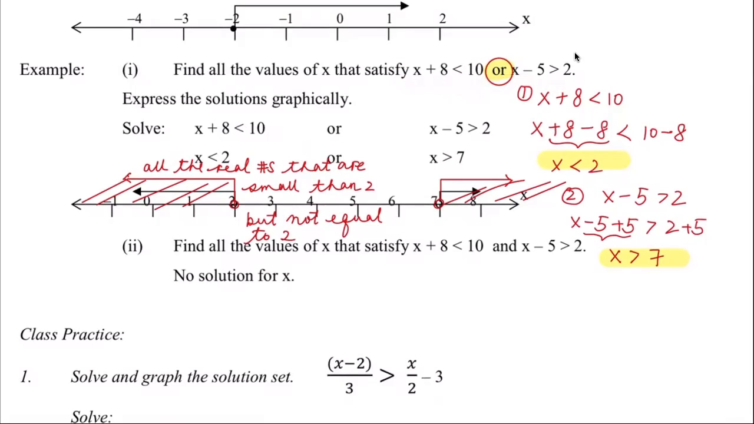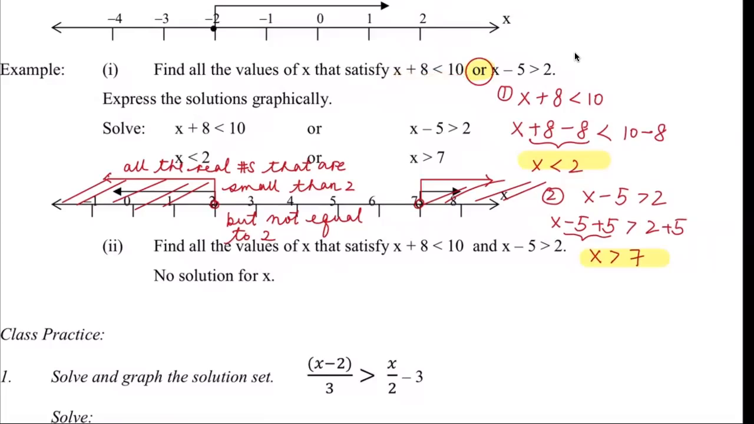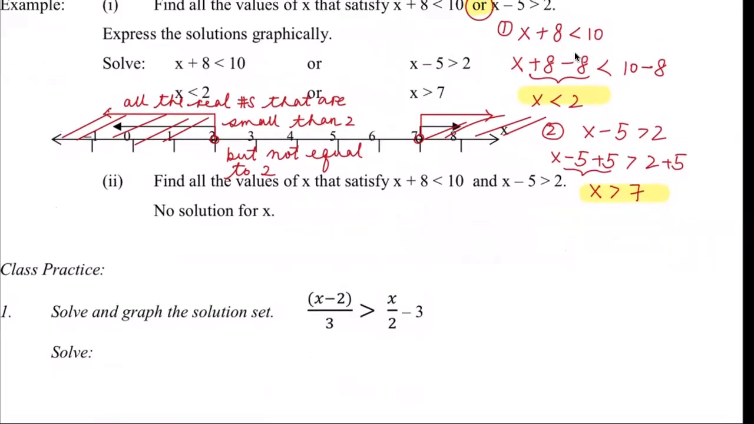So if the question says or, that means solutions to this inequality and solutions to this inequality both count as the solution to these two inequalities. Whereas if the question says and, that's a different story. So we'll see that in the next example. So the question says, find all the values of x that satisfy x plus 8 is smaller than 10. So the inequalities are the same, okay? And x minus 5 is greater than 2.